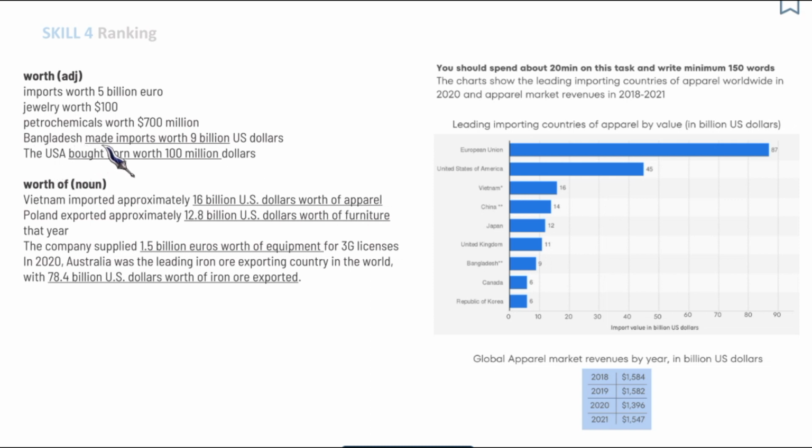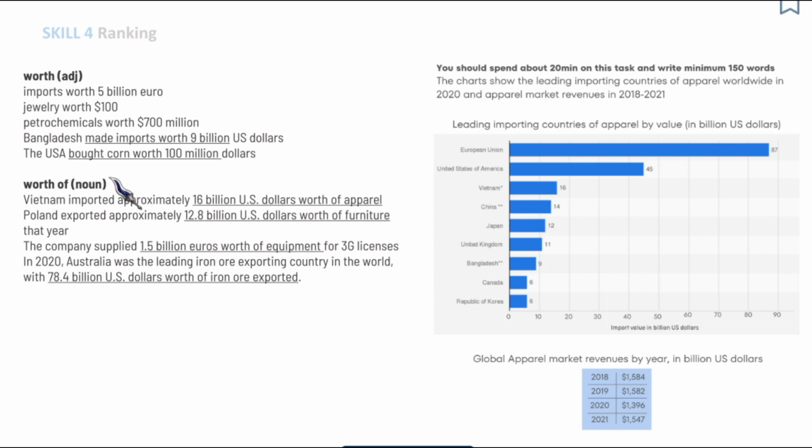Bangladesh made imports worth 9 billion US dollars. Another example about the USA. The USA bought corn worth $100 million. So the pattern is the same. We can talk about imports, exports, or we can talk about a specific product like jewelry or corn or petrochemicals. So this word is actually quite useful.